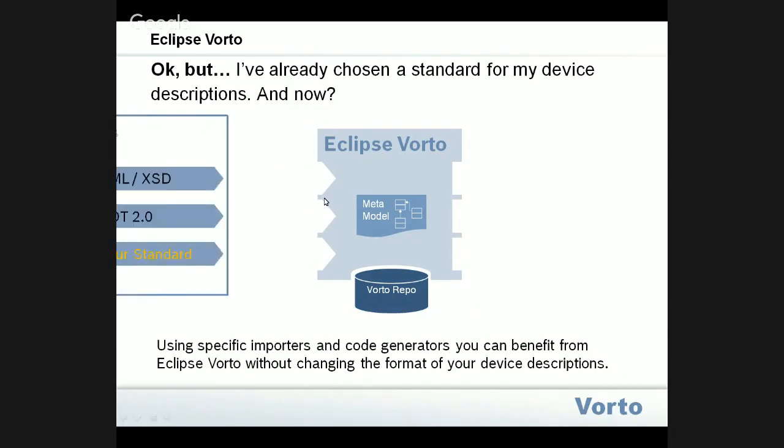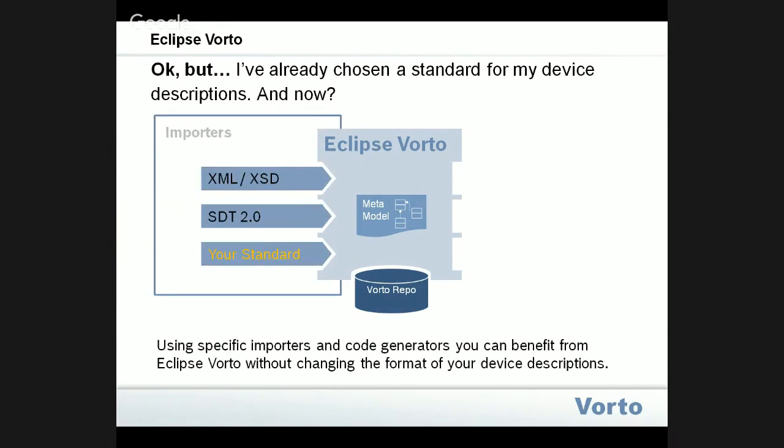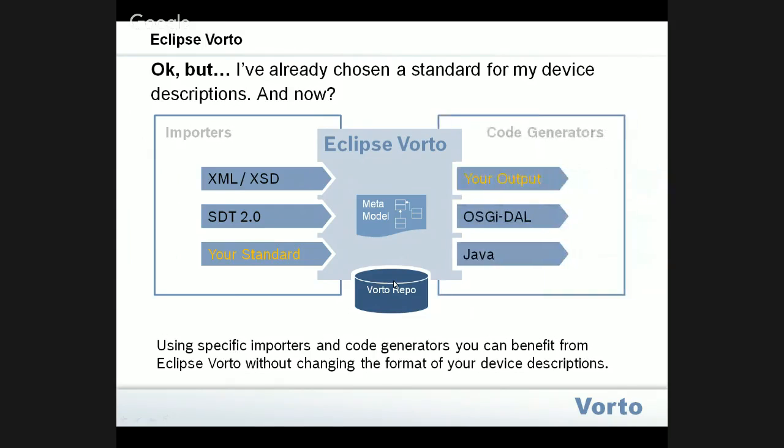And so if you have already chosen a standard, then it is possible to implement a so-called importer. That importer reads your device descriptions and maps them to the Vorto meta model. And then you have the possibility to store these models in the Vorto repository. And then you can share and manage them. You can, of course, also use the Vorto toolset that I already showed to edit them, to change them, to work with them. And in the end, you can use code generators to generate code out of them.